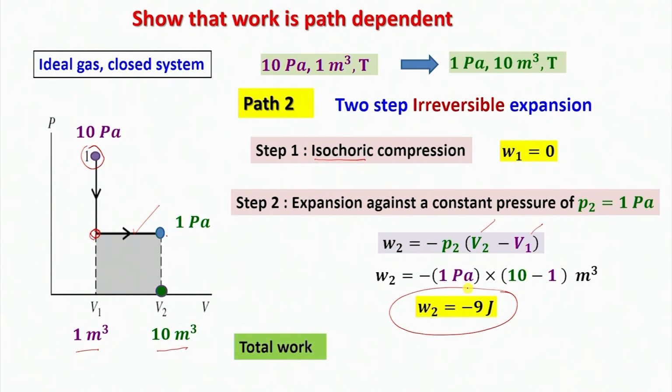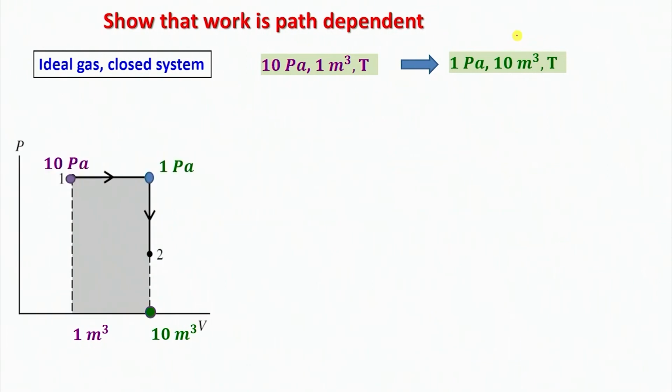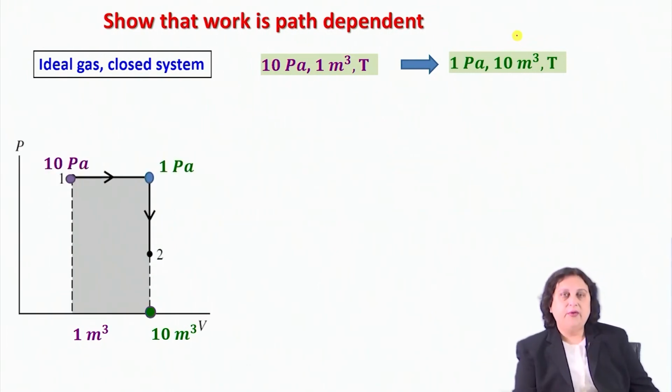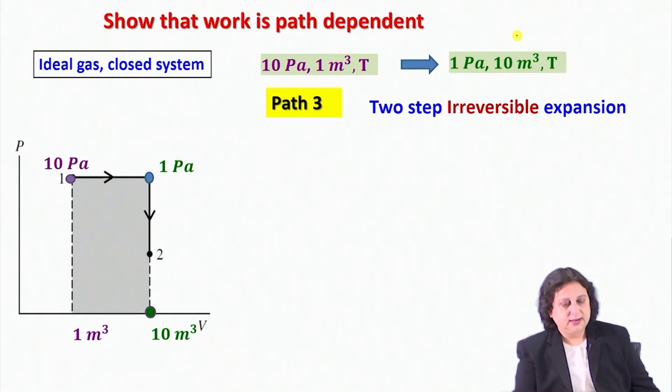Now, I will move forward and find out the total work done as I pass from this initial state to this final equilibrium state. So for that purpose, I will add up W1 and W2, and the answer is then minus 9 joules. Now there is a third experiment that I am going to do, whereby I will take a third path between the same pair of initial and final equilibrium states.